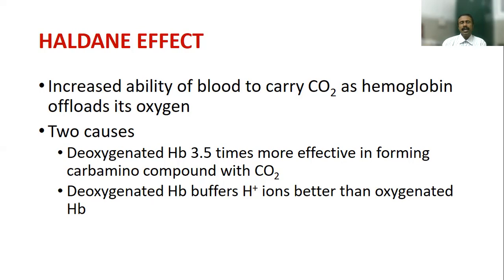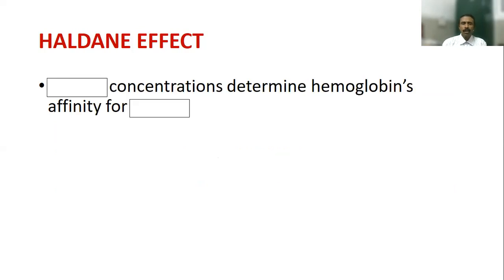So in essence, the ability of hemoglobin to bind carbon dioxide to form carbamino compound is enhanced, and the ability of deoxygenated hemoglobin to bind hydrogen ion is also enhanced. So dash concentration determines hemoglobin's affinity for dash. If it is Haldane effect, it is the oxygen concentration which determines hemoglobin's affinity for carbon dioxide.